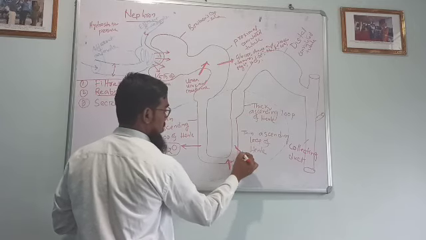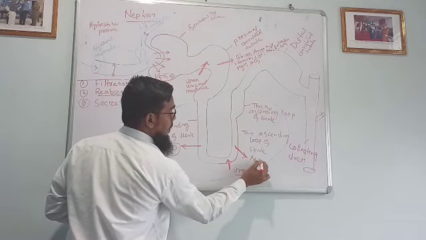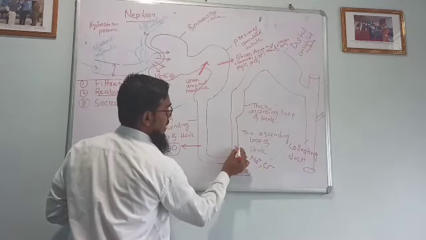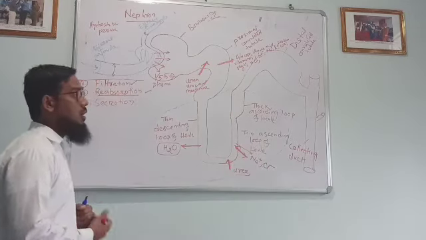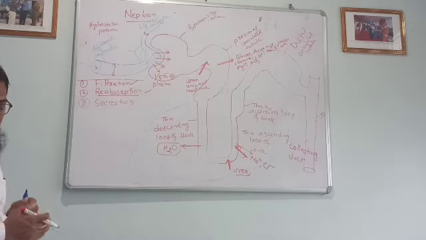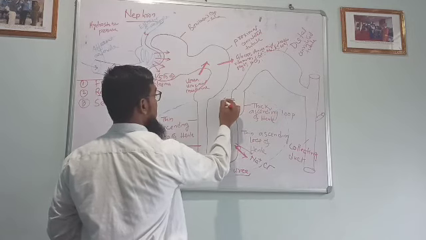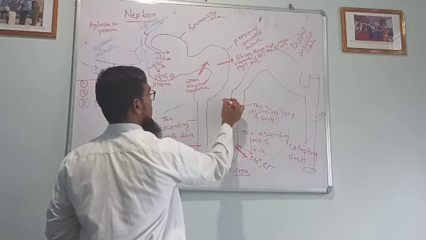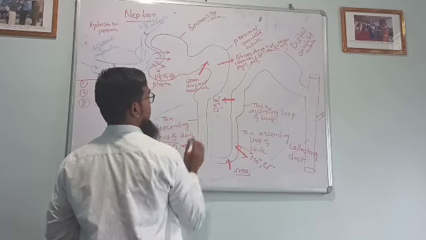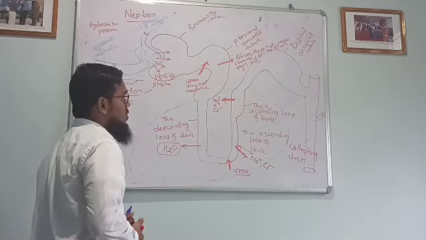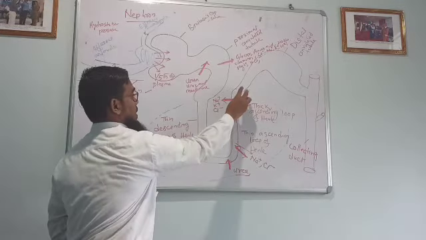After that, it will go to the thin ascending loop of Henle. What will be reabsorbed here? Here, reabsorption of sodium and chloride, Cl minus. So sodium and chloride will be reabsorbed in the thin ascending loop of Henle. And now it will move to the thick ascending loop. In the thick ascending loop also reabsorption will take place, of sodium, potassium and chloride. So these three things will be reabsorbed in the thick ascending loop.